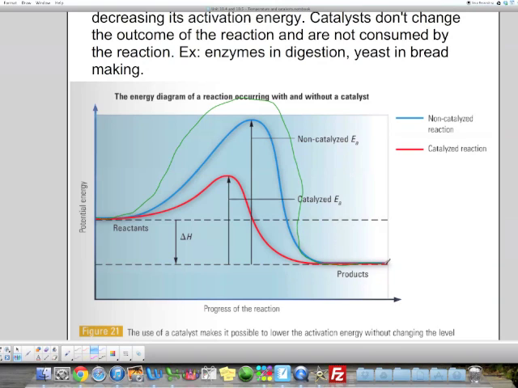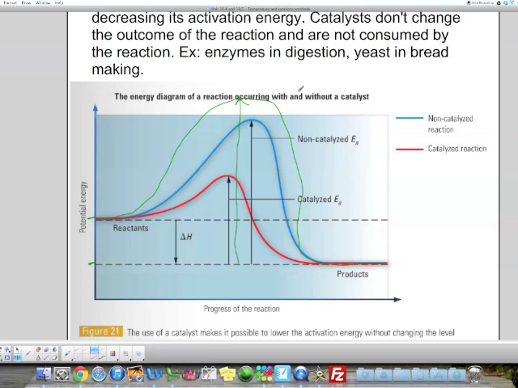And as you notice, I'm not changing the height of the line for the products nor the reactants. They always have the same value of potential energy. The only thing that changes is really how high the hill is that they have to overcome in order to become products. So I'm increasing the value of the activation energy, making it more difficult for particles to react, which means fewer particles will be able to react because I just increased the value of the activation energy.